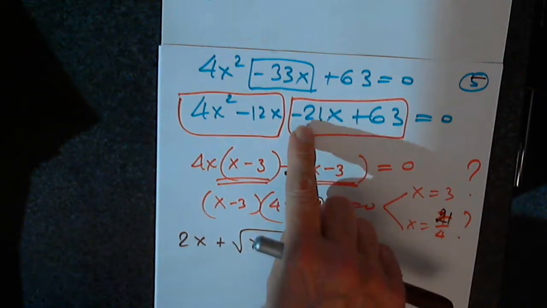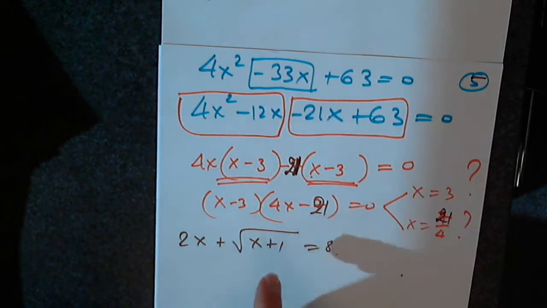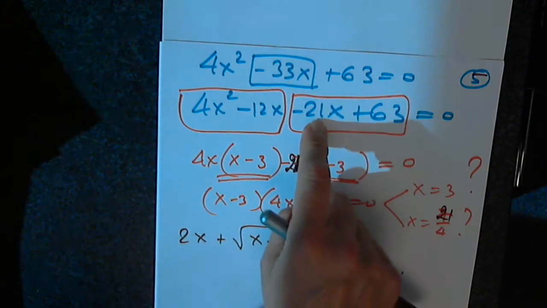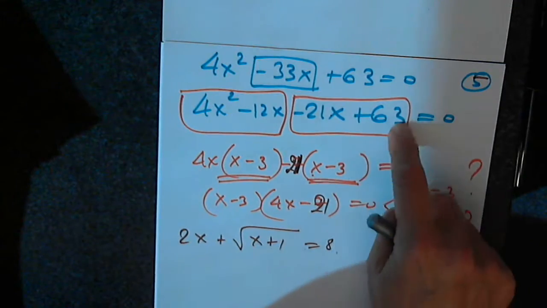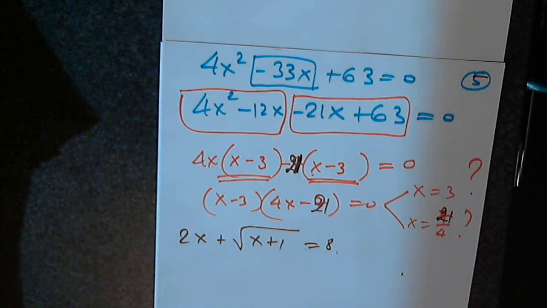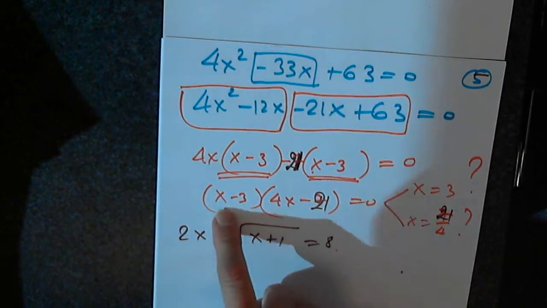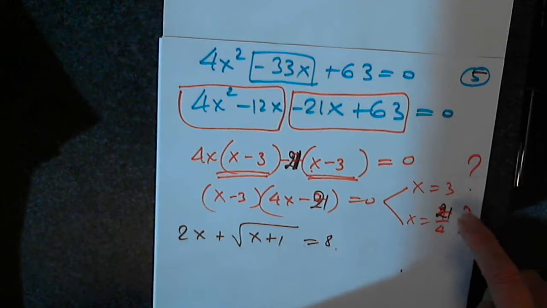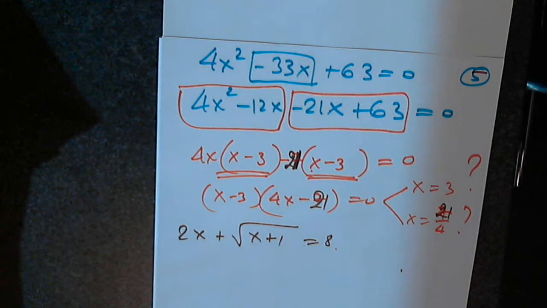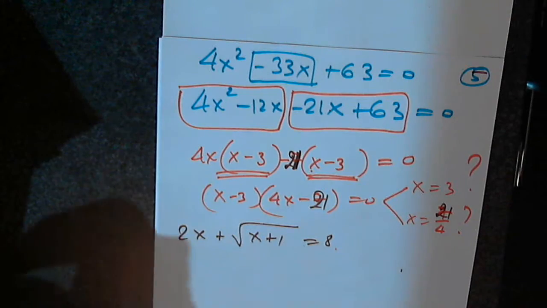So yes, I have to factor out negative 21 one more time. Negative 21 times x is negative 21x, and negative 21 times negative 3 is 63. So therefore, x minus 3 is out, and then 4x minus 21. So these are the two possible solutions. We don't know yet. Very good.